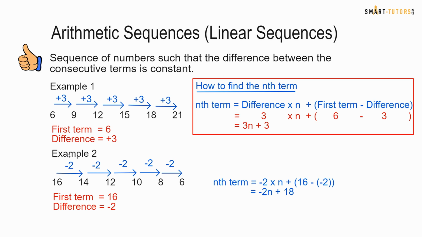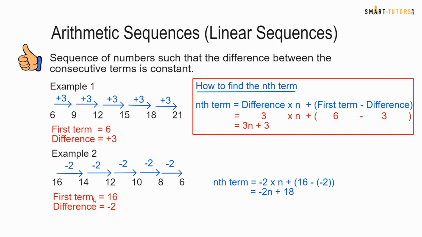Let's look at example 2: 16, 14, 12, 10. When you see this sequence, the difference between two terms is not 2, it's minus 2, because the second term is 14, take away the first term, 16, which gives minus 2. Throughout the sequence, that minus 2 remains constant.